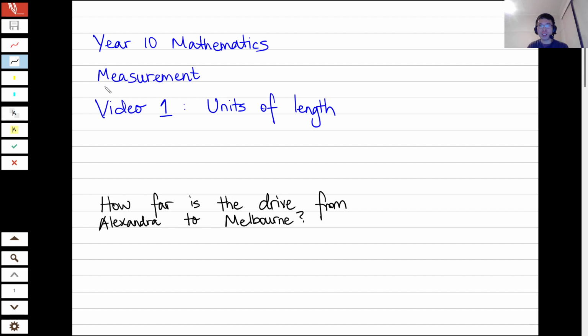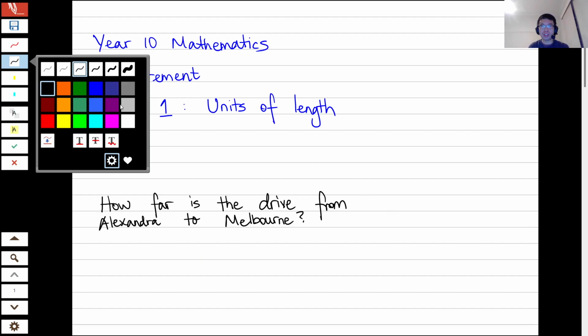We are now talking about measurement. In this first video, I want to talk about units of length. And I want to introduce this with a very simple question. How far is the drive from Alexandra to Melbourne?